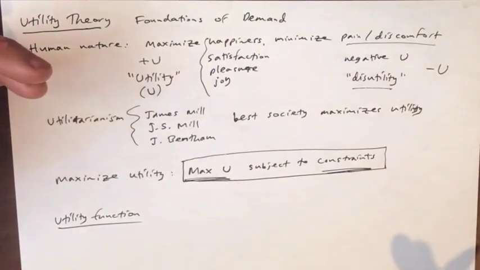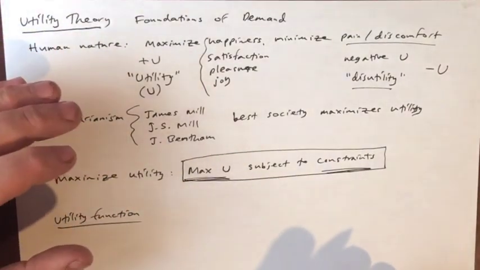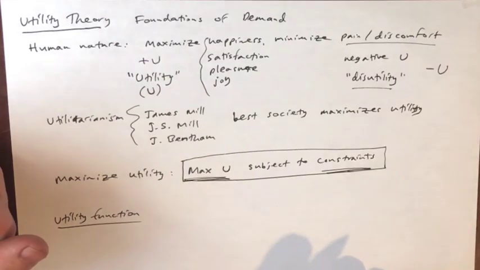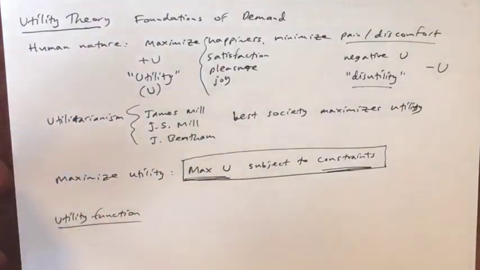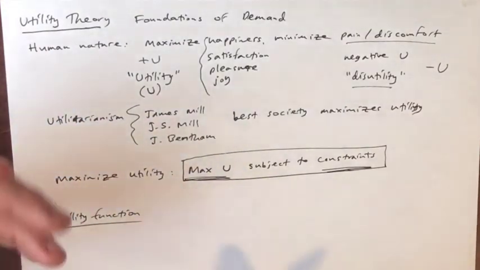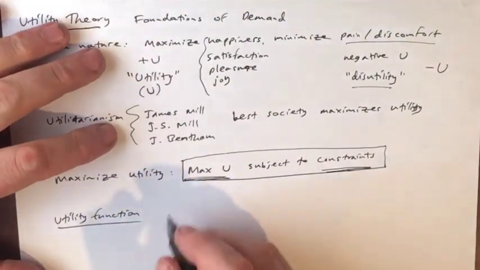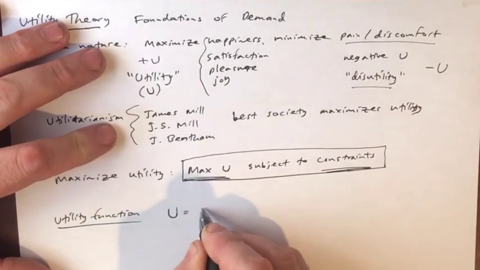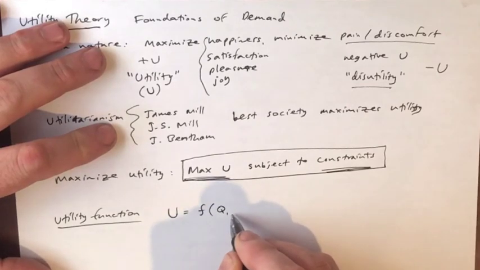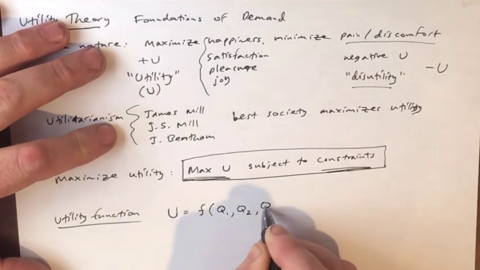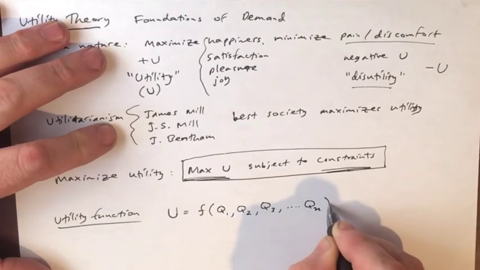Now, every individual is different. However, we're trying to talk about what everyone has in common. That's the topic here, human nature. So though we cannot say without reference to a particular individual what their specific utility function is, we can say what the general nature of this thing is. It's like this: utility is a mathematical function of the following: Q1, Q2, Q3, etc., all the way up until Qn.